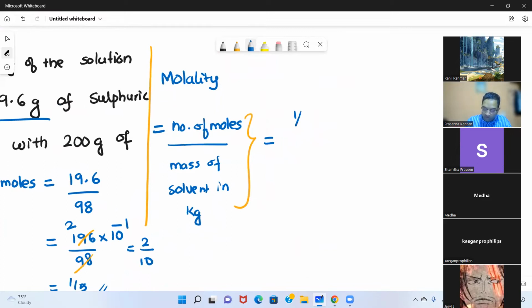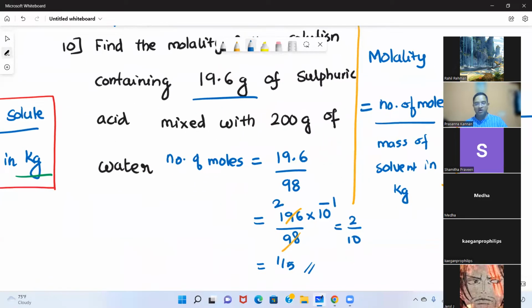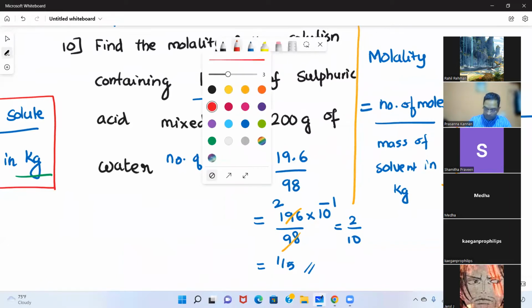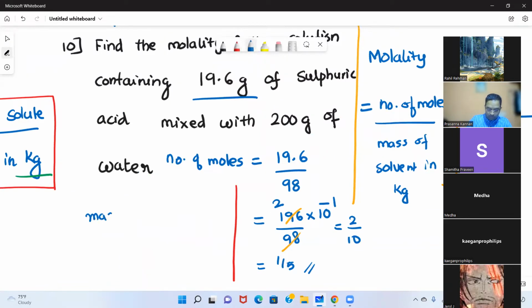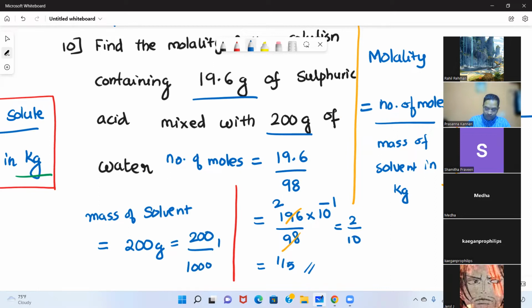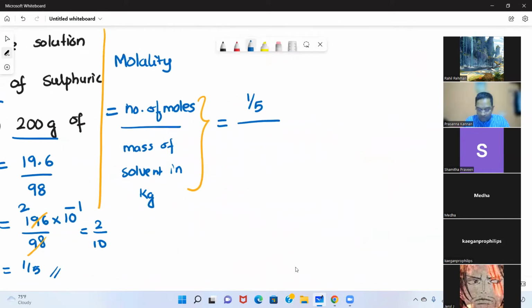So number of moles we got is 1 divided by 5. And mass of solvent in kilogram. How much mass of solvent have I got? Let's look at the mass of solvent. What is the solvent? Water. What is the mass of solvent here? 200 gram we have given. But we need it in kilograms. So what you should do? 200 divided by 1000 kg. So what is the mass of the solvent? 1 by 5 kg. So what we got in the denominator, that is also 1 by 5. So the molality of the solution is 1 molal.